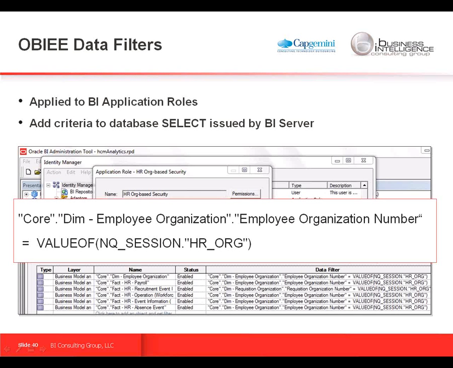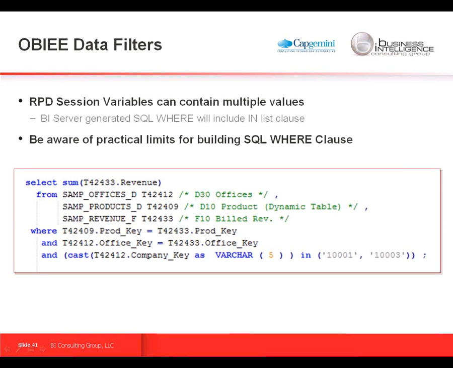Basically, we're saying that we're going to limit people to seeing data in our employee organization dimension, which would typically be your business unit or your department. We're going to limit that to a list of departments or business units that's assigned when you log in to BI based on your user access. And you'll see that that then basically resolves to building an in-list type of criteria when the BI server executes that SQL.